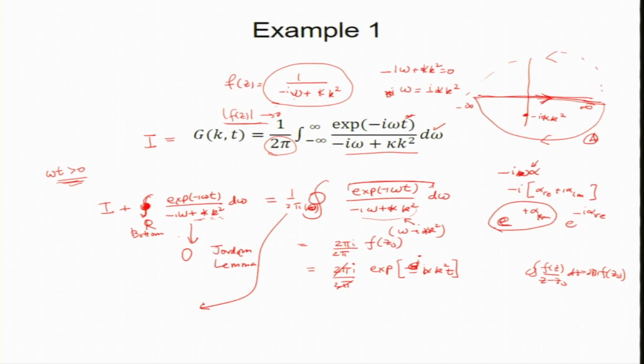My board is not very friendly, but 2 pi, pull out minus i, then this is exponential minus i omega t d omega divided by omega minus i kappa k square, plus. Okay. So, now this is a 2 pi, minus i is outside. So, there is a minus i outside.